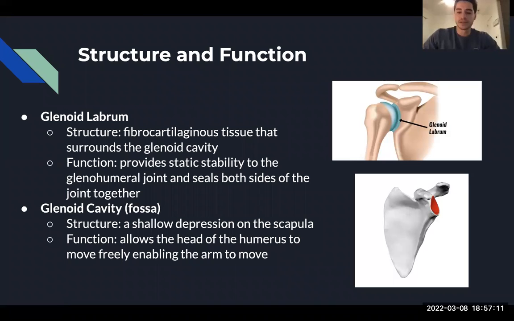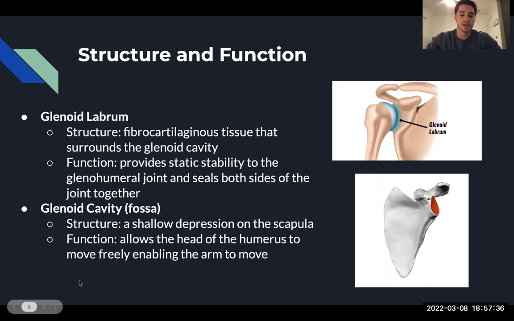So I'll be discussing the structure and function of the tissues affected when a shoulder dislocation occurs. First, the glenoid labrum, which is a fibrocartilaginous tissue, hard word, that encircles the glenoid cavity. It provides static stability to the glenohumeral joint and seals both sides of the joint together.